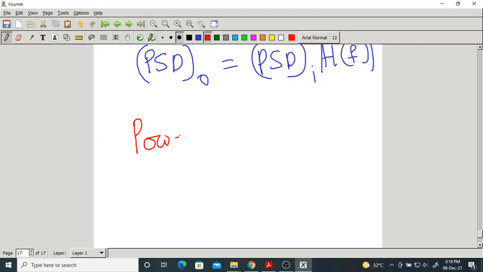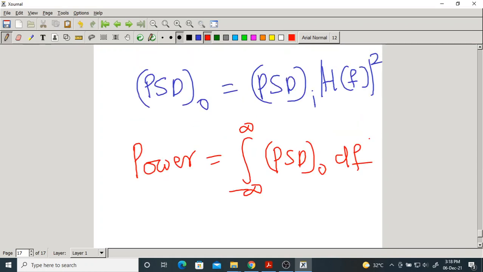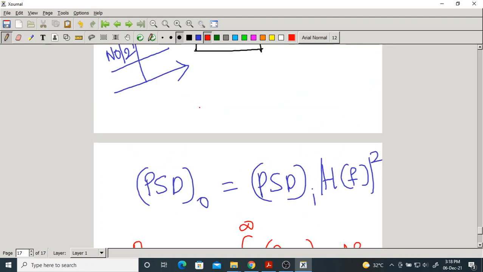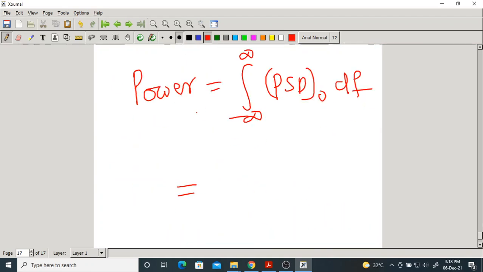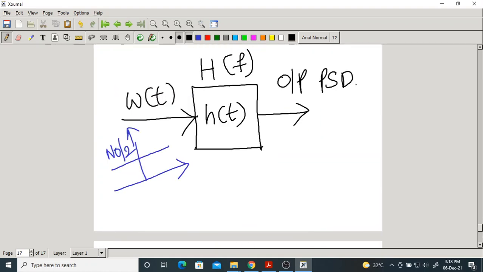Power is area under PSD. That means power is the integral from minus to plus infinity of output PSD df. Now here, what is the output PSD? Input PSD is N0 by 2 for all frequencies. So it is simply the integral from minus to plus infinity of N0 by 2 mod H of f whole square df. This is the noise power NP. Okay, so in this the denominator is what we got.